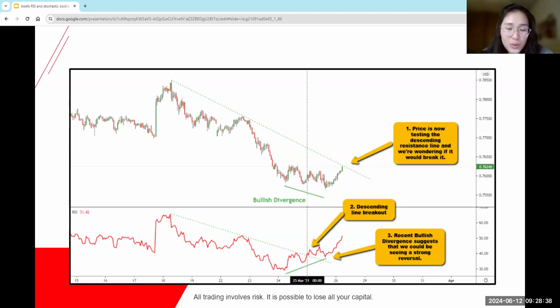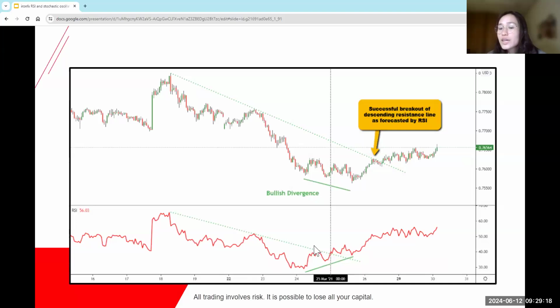Okay, so that's our first point. Our second point is that there is a descending line breakout of our RSI. And lastly, there is a recent bullish divergence, which suggests that we could be seeing a strong reversal. So over here, we have price making a lower low and RSI giving us a higher low. So that is a bullish divergence, and it could be a sign that we're seeing a strong reversal.